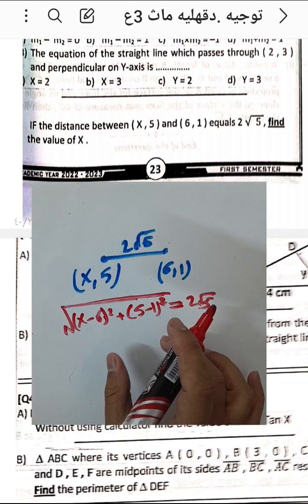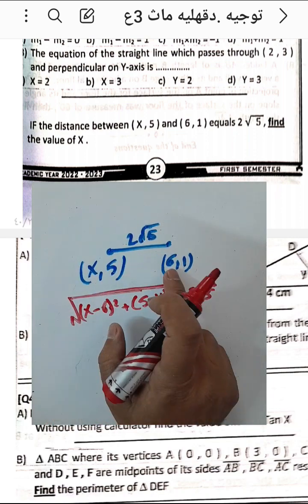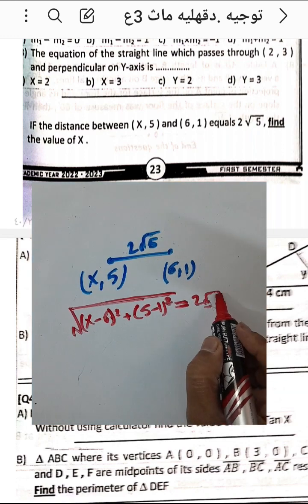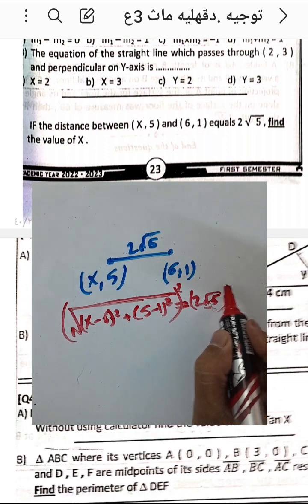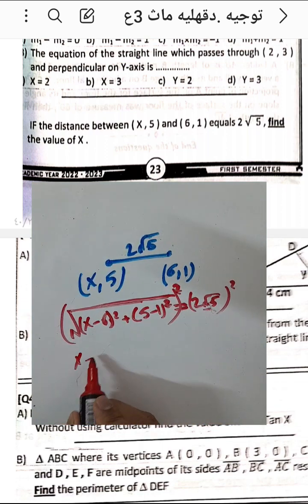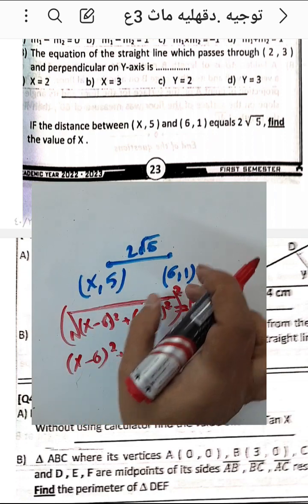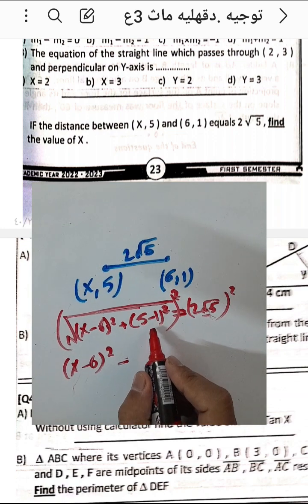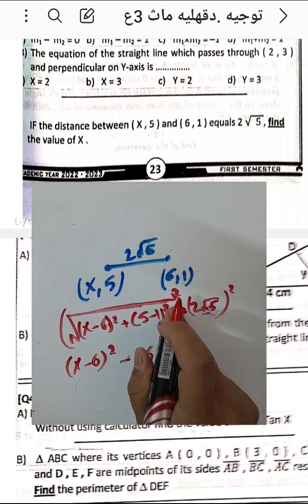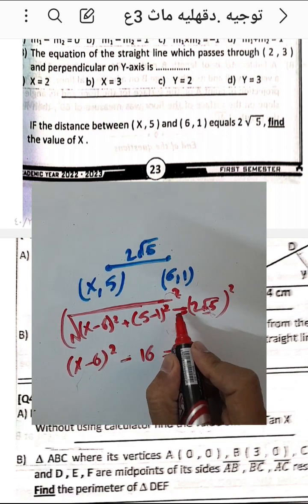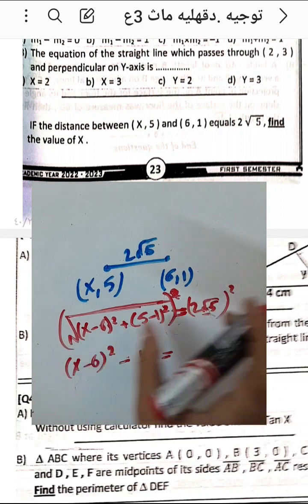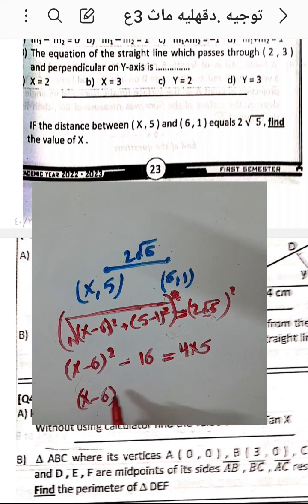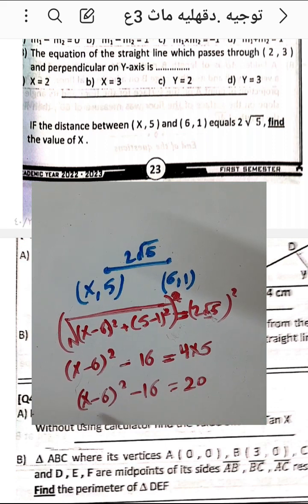The distance between two points, square root of (x2 minus x1) power 2 plus (y2 minus y1) power 2, equals the distance between them. Then we cancel the square root by squaring the left-hand side and right-hand side. The result is (x minus 6) power 2 plus (5 minus 1) power 2, which is 4 power 2 equals 16. Understood, my students? On the right side, 2 power 2 is 4, times 5 equals 20. So (x minus 6) power 2 plus 16 equals 20.